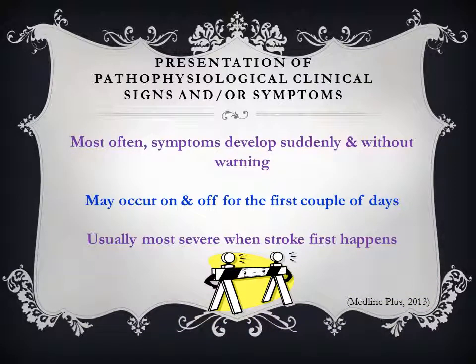When talking about pathophysiological clinical signs and or symptoms of either ischemic or hemorrhagic stroke, the symptoms of stroke depend on what part of the brain is damaged. In some cases, a person may not know that a stroke has even occurred. Most of the time, symptoms develop suddenly and without warning. However, symptoms may occur on and off for the first day or two. Symptoms are usually most severe when the stroke first happens, but they may slowly get worse.